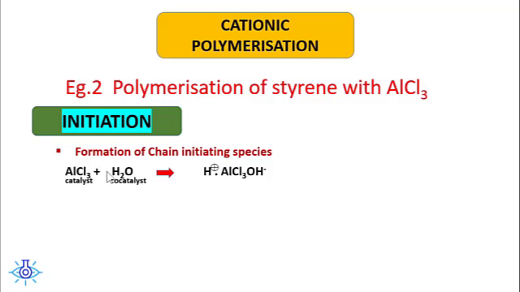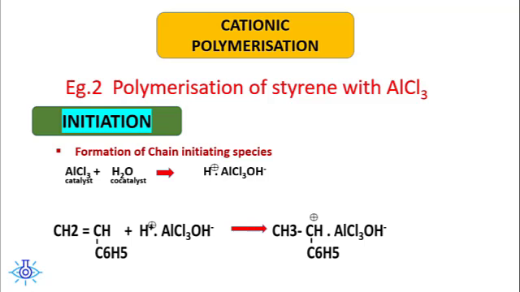AlCl3 is the initiator or catalyst which reacts with the co-catalyst, forming an adduct like this. Now this is a reagent that goes and attacks the monomer. Here in styrene we have the phenyl group. The presence of a phenyl group or a methyl group enables the cationic polymerization to take place, because these groups stabilize the formation of the carbonium ion. A stable carbonium ion is obtained because of the presence of the phenyl group or the methyl group.